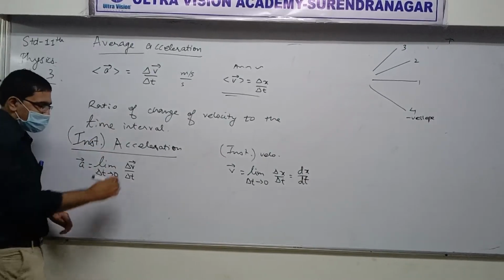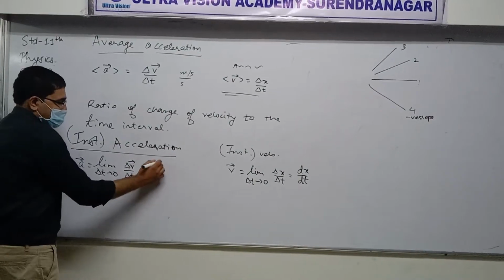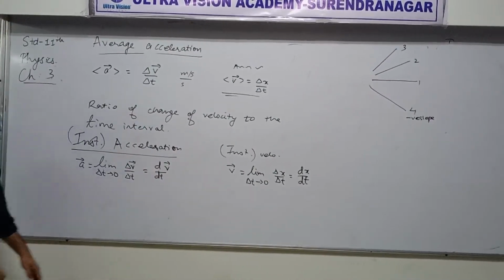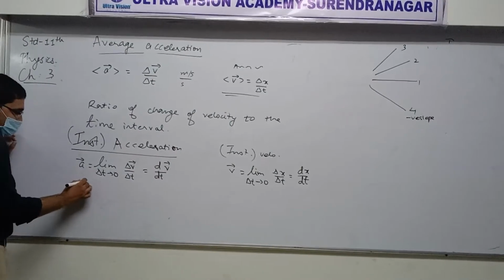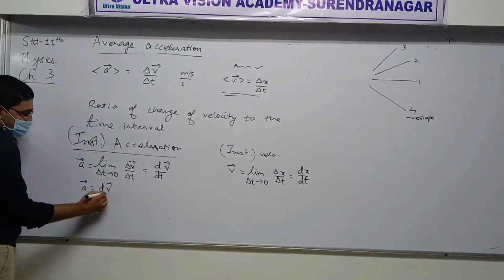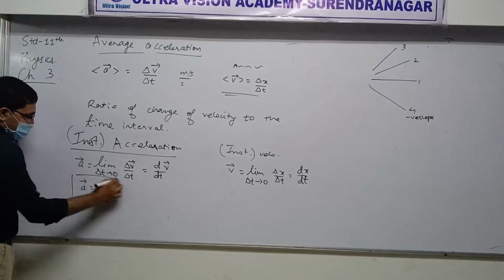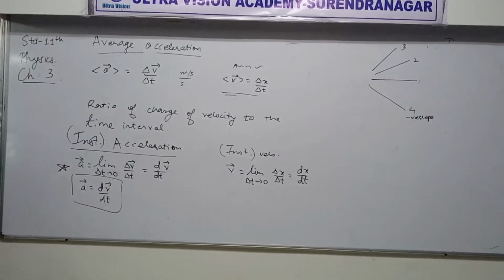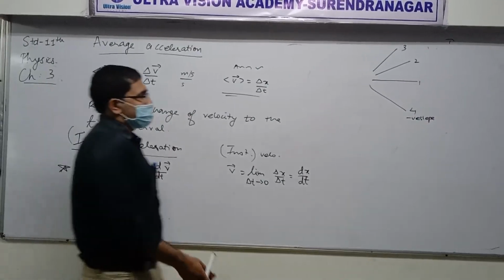Now if we write this in the other form, what do we write? dv vector by dt. Did you understand? Now if someone asks what is the formula of acceleration, then this is the one and only correct formula of acceleration: a vector equal to dv vector by dt.